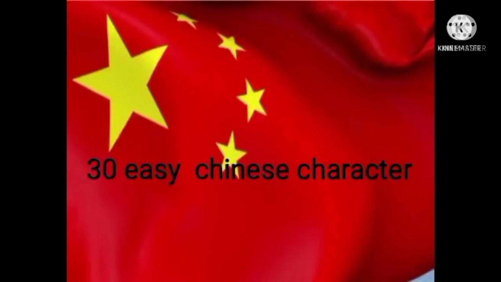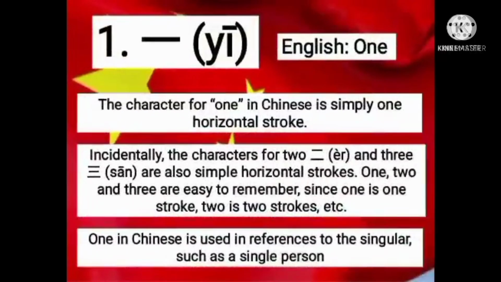30 easy Chinese characters. Number 1 is Yi, in English one. The character for 1 in Chinese is simply one horizontal stroke. Incidentally, the characters for 2 and 3 are also simple horizontal strokes. 1, 2, and 3 are easy to remember since 1 is 1 stroke, 2 is 2 strokes, and 3 is 3 strokes. 1 in Chinese is used in reference to the singular such as a single person.